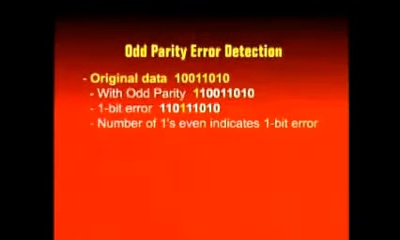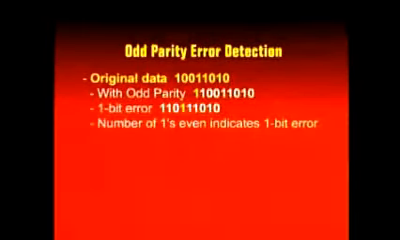Consider an example of odd parity error detection. The original data which is to be sent or stored is 1001 1010. With odd parity, the total number of ones should be an odd number. So how many ones do we have in the original message? An even number. There are 4 ones. So you append a parity bit and set it to 1. So the total number of ones now becomes an odd number.